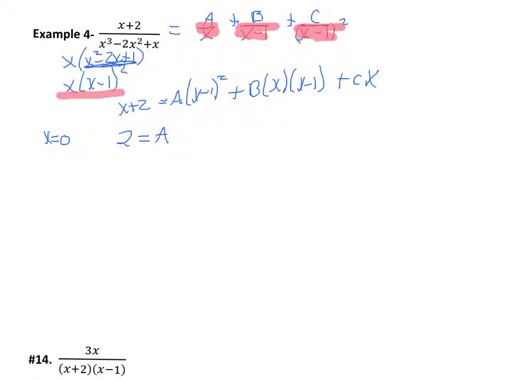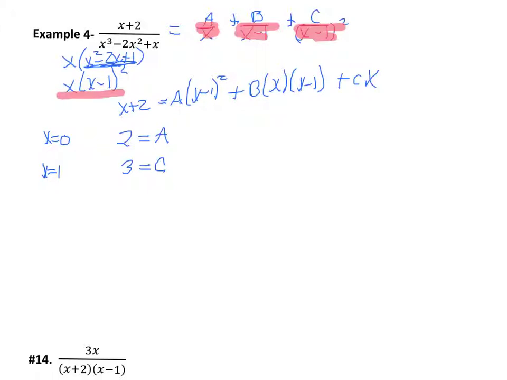Okay? All right, so now let's solve for c. So now I got to get rid of a and b. So we're going to let x equal 1, correct? Okay, so we get 1 plus 2 is 3 equals, a goes away, b goes away, and I get c times 1 is c. So c is 3, okay?